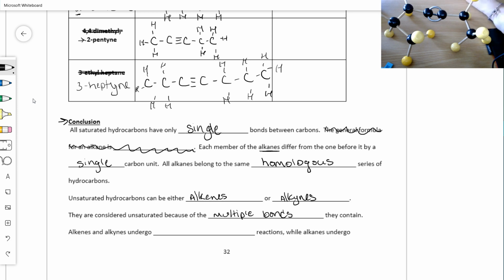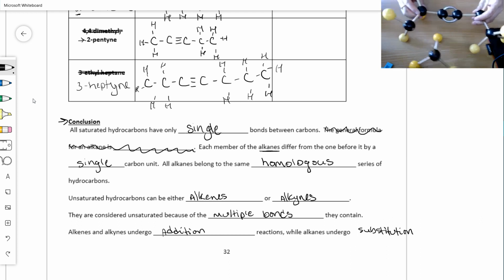Now, this is something that you haven't seen yet. Alkenes and alkynes undergo addition reactions. There's more on this on the next page, while alkanes undergo substitution reactions. And if you see here, I'm just going to put that away.